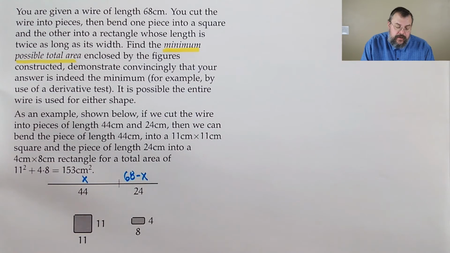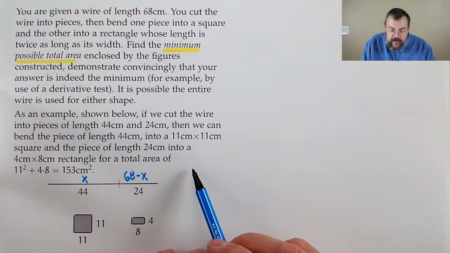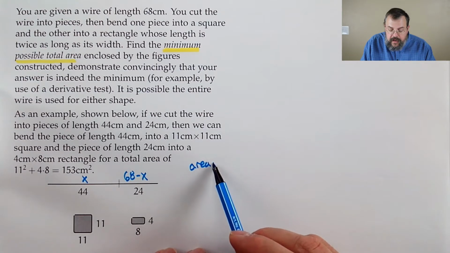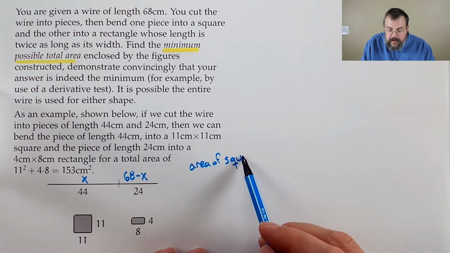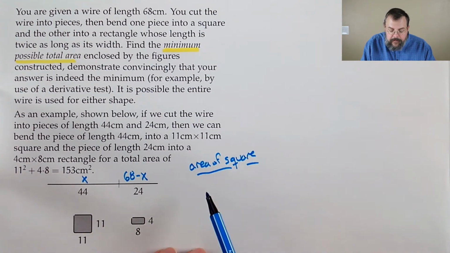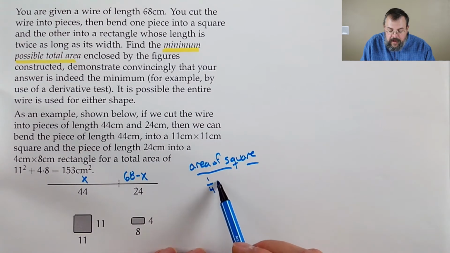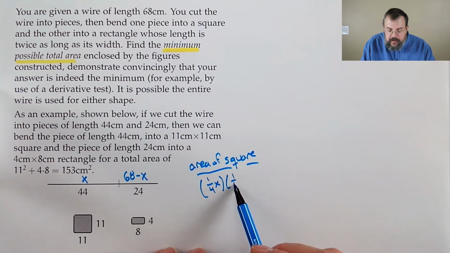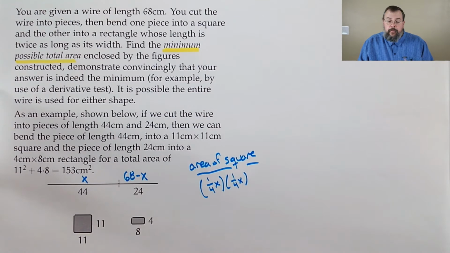So, let's go a little bit further. For the first one, where we turn it into a square, the area of the square would be 1/4 x times 1/4 x. And where is the 1/4 coming from? Well, because I have to divide that length into 4 equal-sized pieces to get the sides of the square.